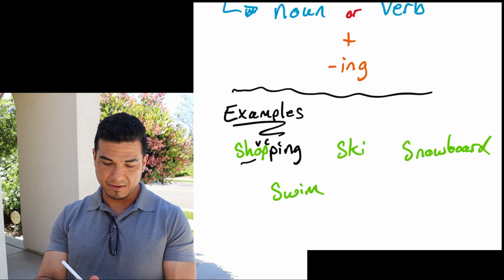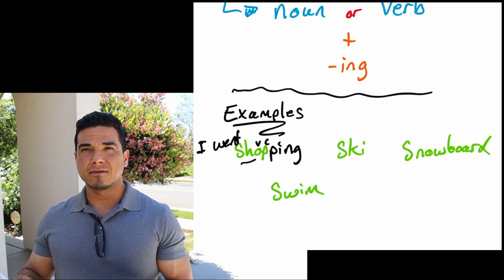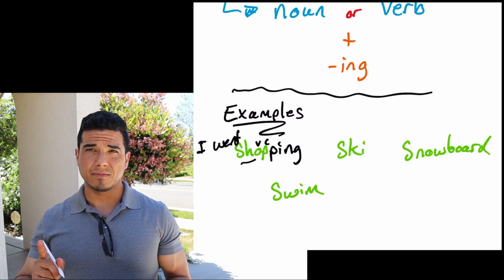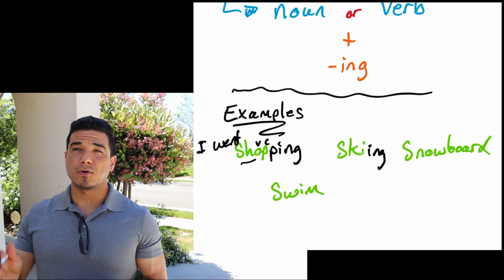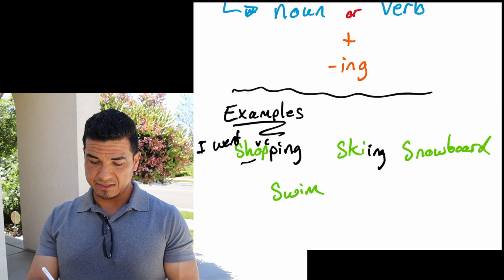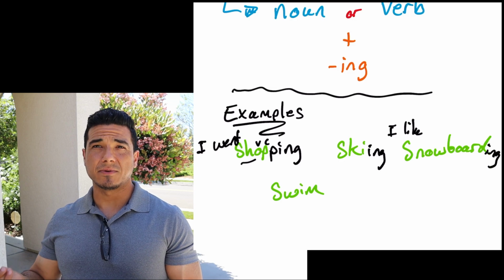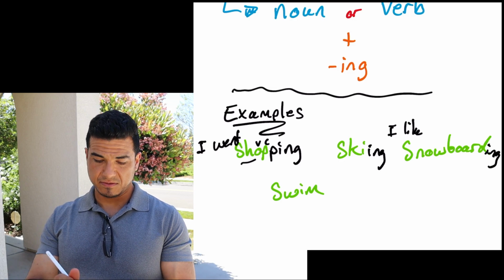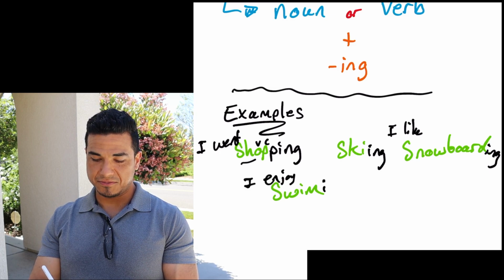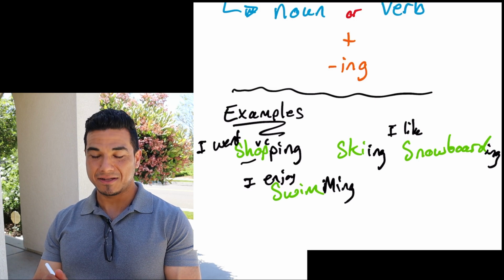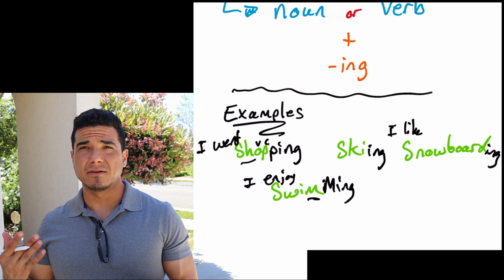Like I went shopping. And then ski, which is actually both a noun and a verb. So to ski, or I went skiing. Snowboard is also both a noun and a verb. So let's say I like snowboarding. That would be the gerund. Swim. So I enjoy, oops, I forgot to double that final consonant. So swimming. So these are examples of some gerunds.